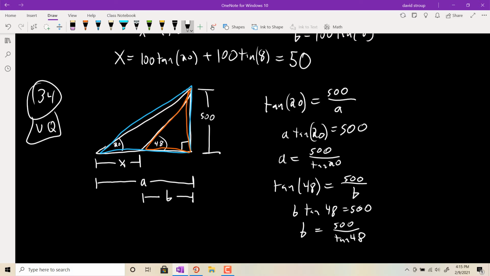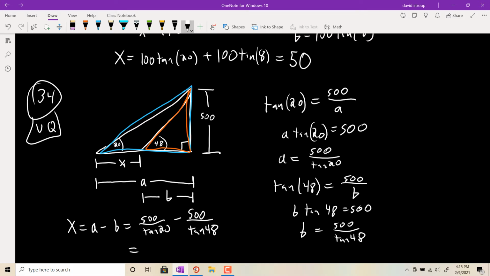Okay, and that's really it, right? Because x is just equal to a minus b. So a we found to be 500 over tan 20, and then minus b, which is 500 over tan 48. Okay. So plop that into your calculator, and they want the nearest whole number.